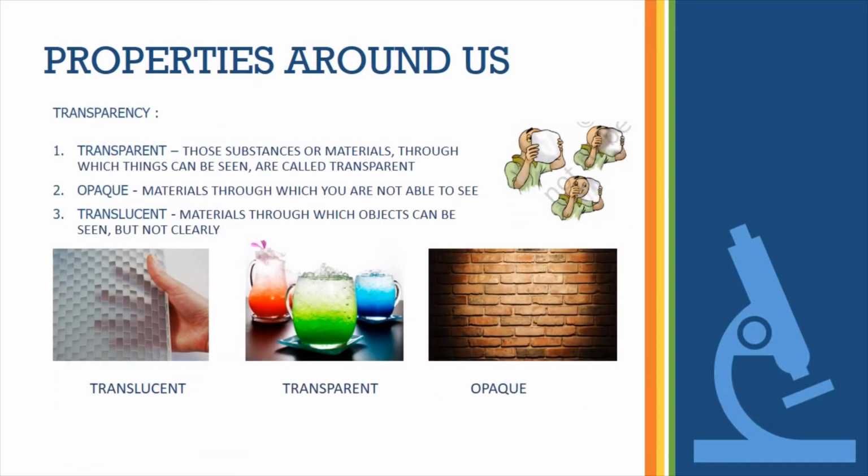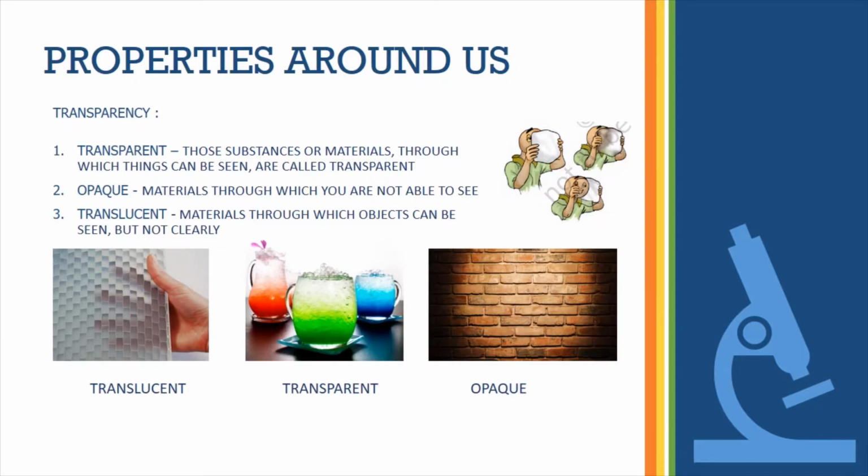Transparency. Transparency has 3 different types. The first one is transparent, second one is opaque, third one is translucent. Transparent materials are materials through which an object can be seen. Example, glass of water. Whereas in opaque materials, objects cannot be seen through. Example, doors and wall. Finally, translucent. In translucent materials, an object can be seen as a blurred image. Example, oil paper.